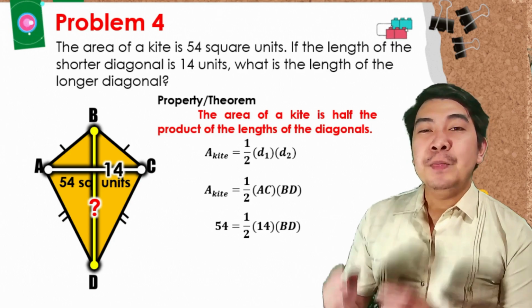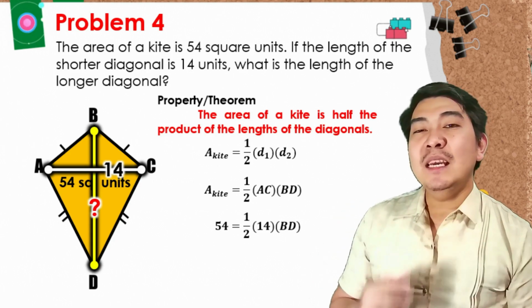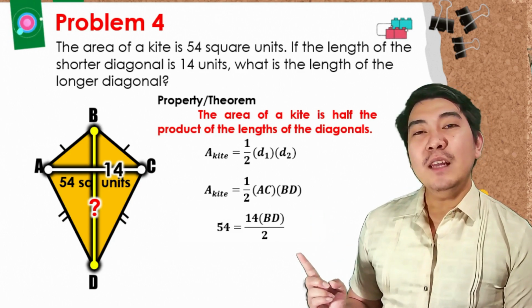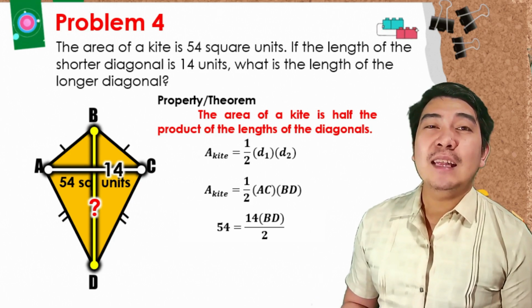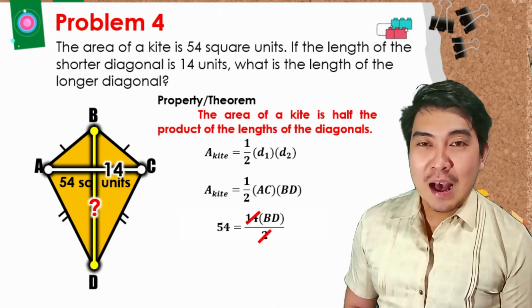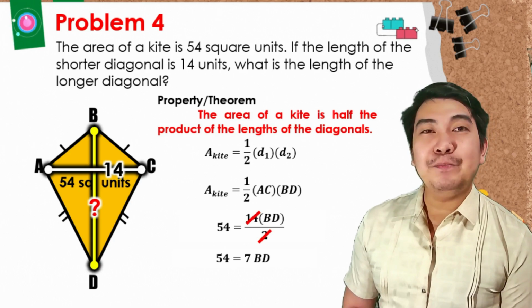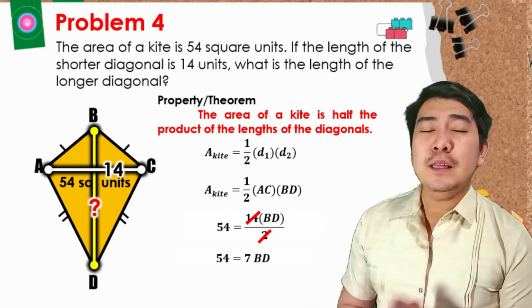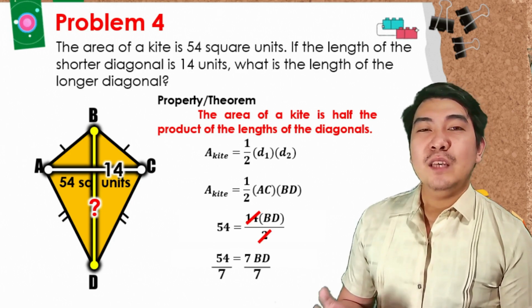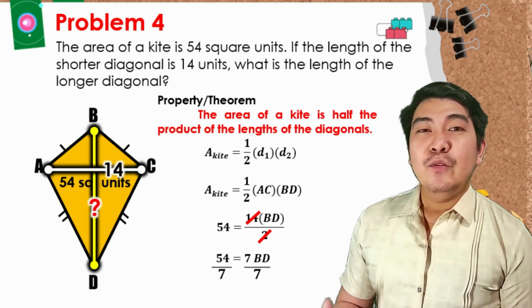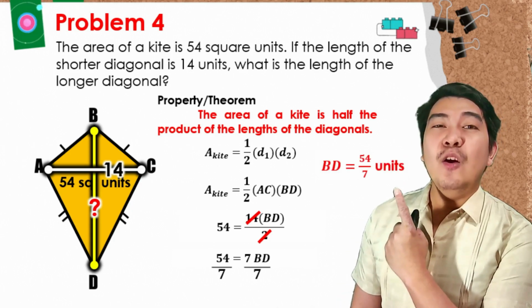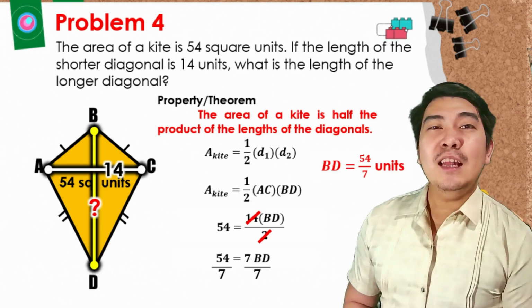Next, let us multiply. 1/2 times 14 times BD will result to 14 BD over 2. If you can see, 14 and 2 have a common factor, and that is 2. So, pwede natin silang i-cancel. Okay? So, simplifying the equation, we now have 54 is equal to 7 BD. We only need the length of BD. So, there is a need for us to divide both sides of the equation by 7. So, 7 BD divided by 7 is BD. 54 divided by 7, so hindi siya divisible. So, pwede na itong answer natin. 54 over 7 units. Or you can convert it in decimal form.